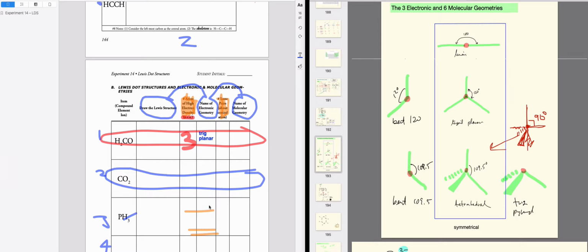But before I do that, are there any questions about counting the areas of high electron density or turning that into an electronic geometry? Yes, no? Okay. I just want to double check.